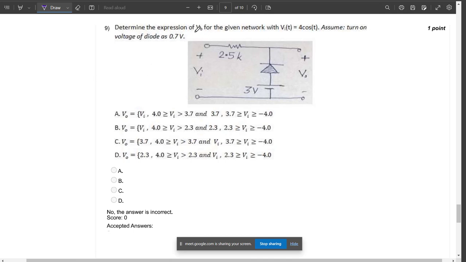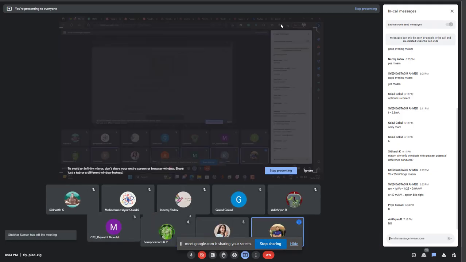Determine the expression of V0 for the given network with Vi equals 4 cos t. Assume turn on voltage of diode as 0.7 volts. So the diode's voltage is 0.7 volts, the threshold voltage, right? That means the diode will be forward biased only with more than 0.7 volts. If more than 0.7 volt is applied to the diode in forward bias, then the diode will be conducting, otherwise it won't be conducting, so it will be turned off, taken as switched off.